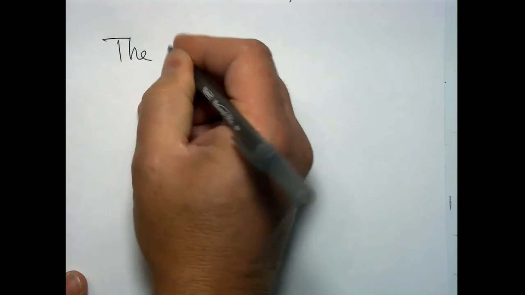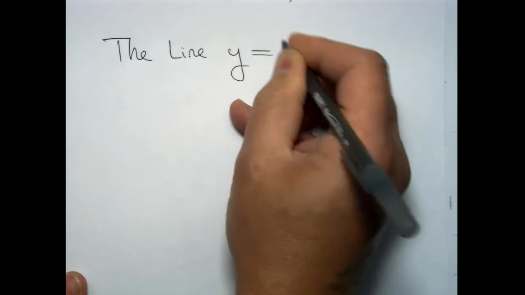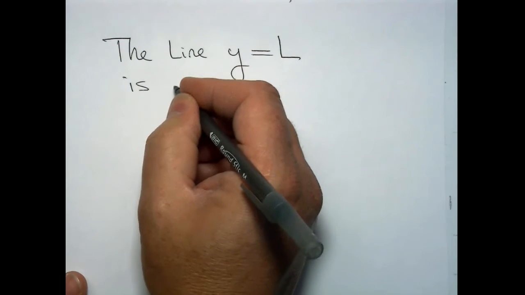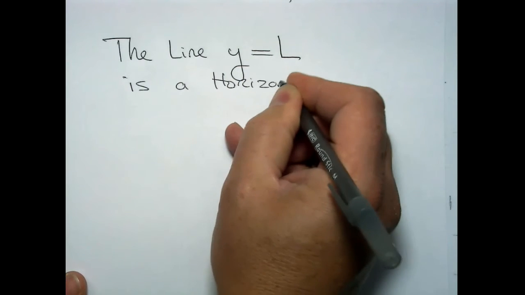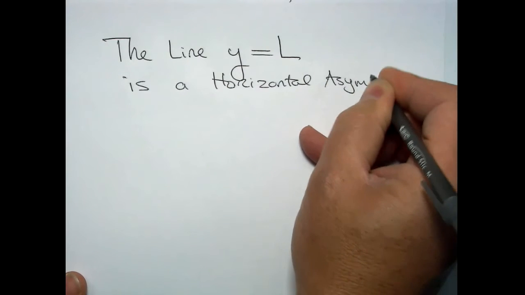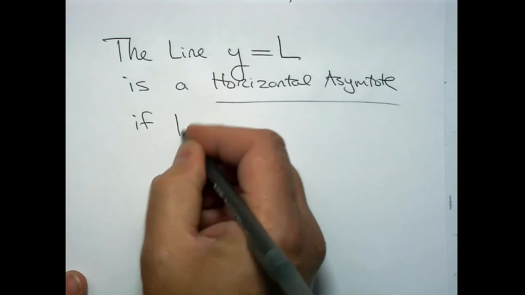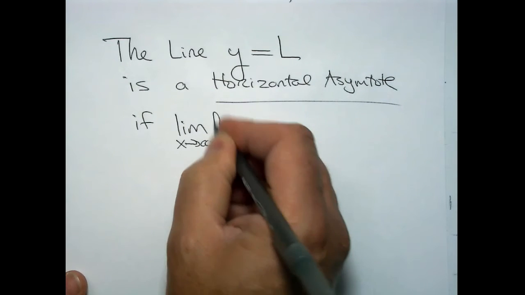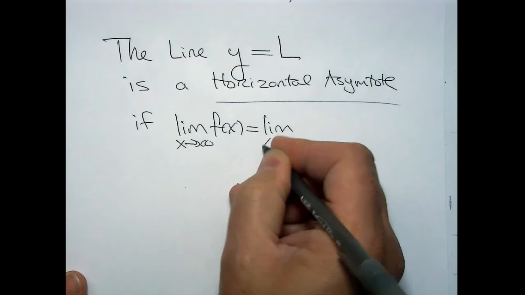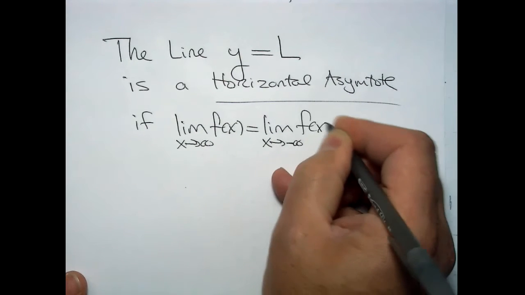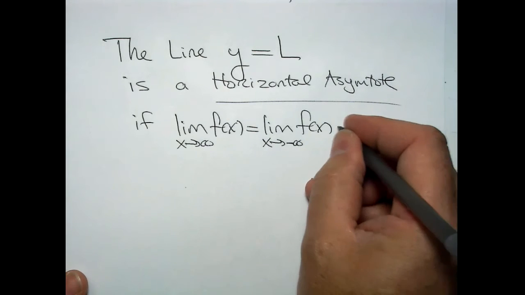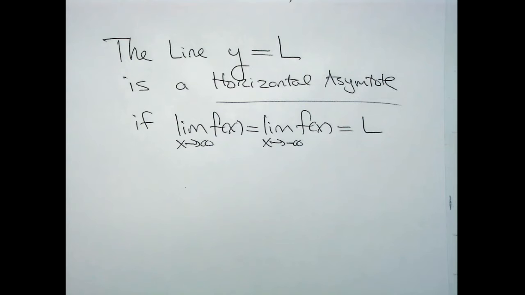And I'll give you the definition of a horizontal asymptote. The y in y equals L is a horizontal asymptote on both sides, left and right, as long as the limit as x approaches infinity of f of x is equal to the limit as x approaches minus infinity of f of x. And I guess if it's really a horizontal asymptote, you only need to do one of them, equals L. Plain and simple. Okay.